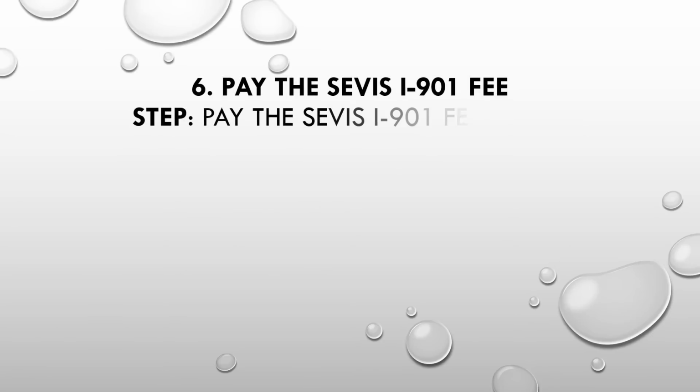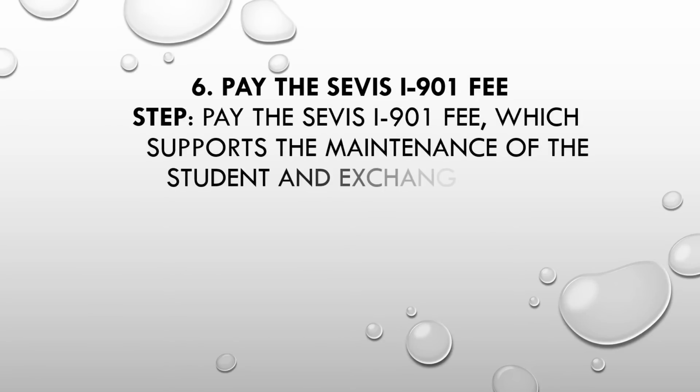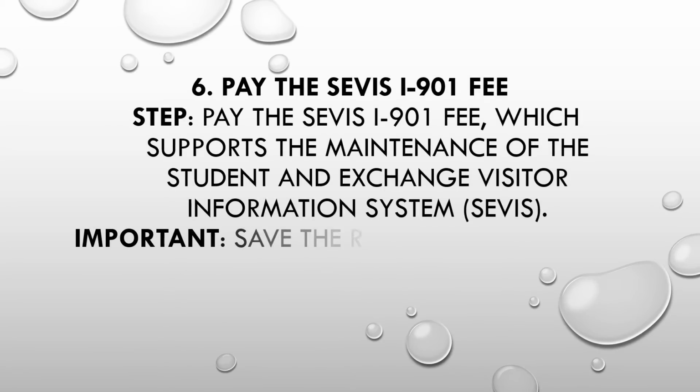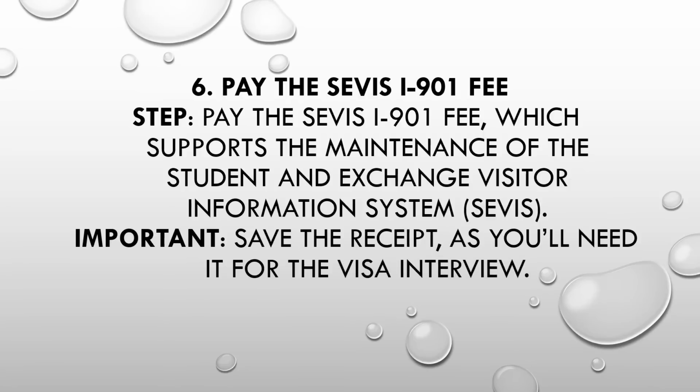Then sixth, you'll pay something called a service fee. You'll pay the equivalent in your country's currency. You can just Google search what is the service fee equivalent for my country. And that is a fee which supports the maintenance of the Student and Exchange Visitor Information System. That is the system that you're using for the J1 program.